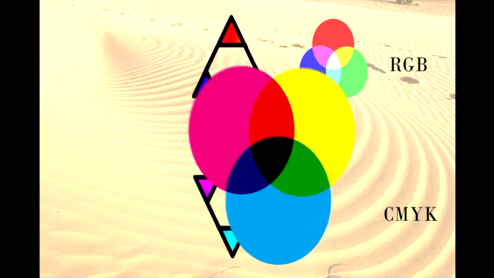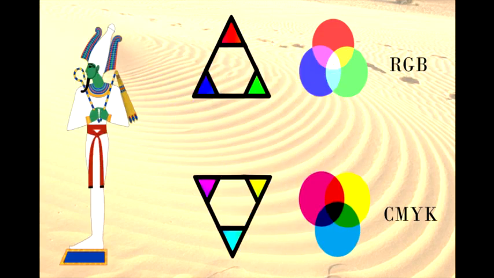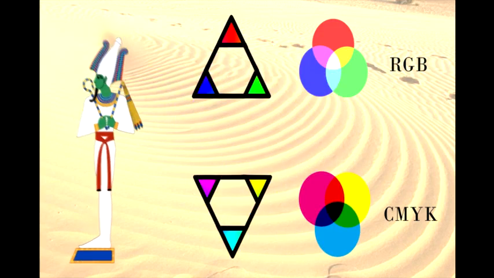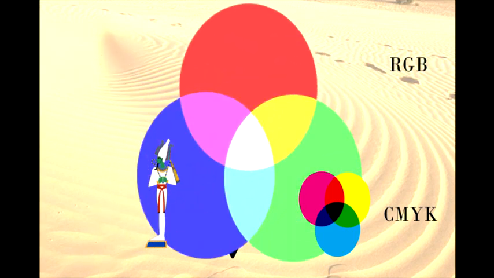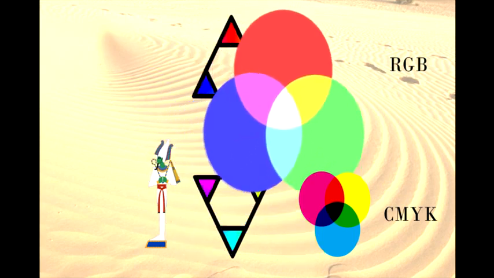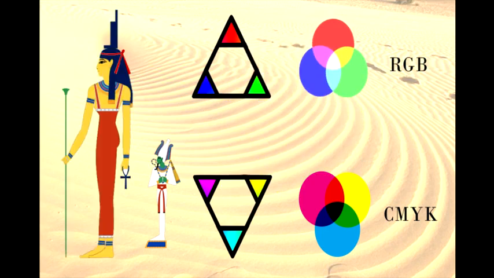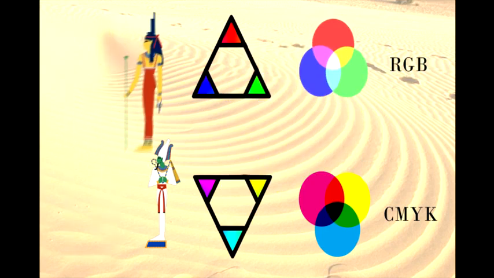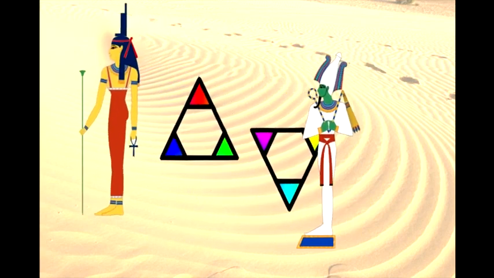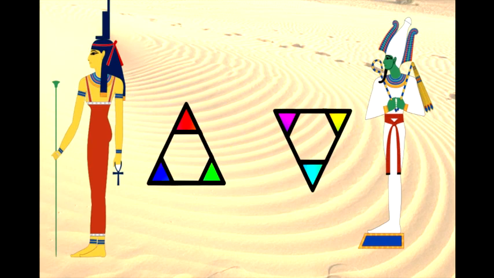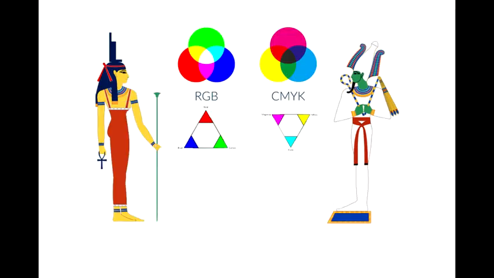The black triangle stands for Osiris, the Lord of Darkness. Then take a look at the RGB triangle. In the center you see the white triangle. That stands for Isis, Queen of the Daylight. Now we see that Osiris is the down pointing triangle and Isis the up pointing triangle. So that is the code of the parasitic system.